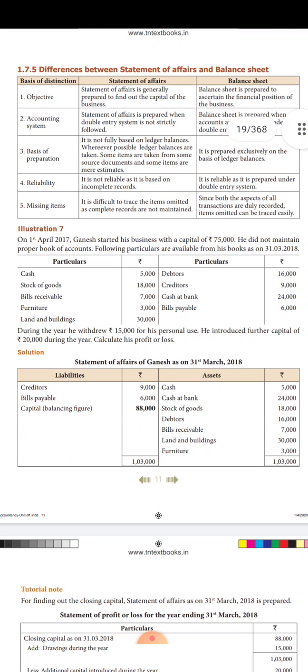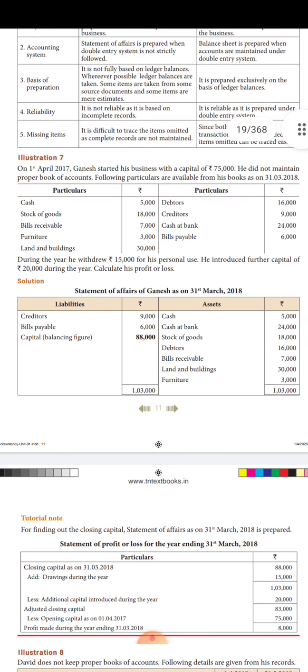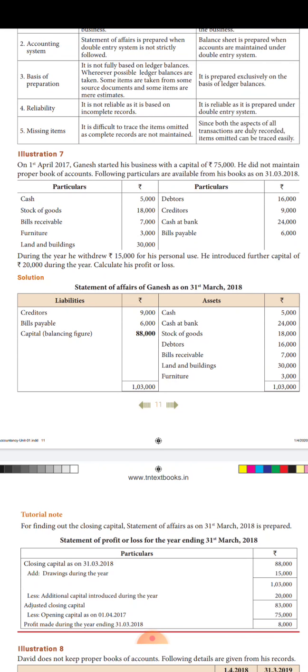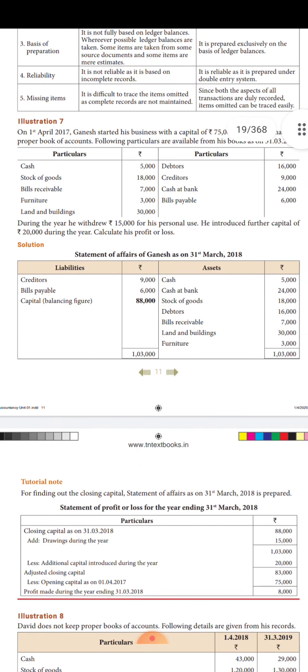On 1st April 2017, Ganesh started the business with a capital of 75,000. That means opening capital 75,000. And then see the particulars. Actually, that is not two sides. That is not assets and liabilities at all. Just the information: cash, stock of goods, bills receivable, bills payable, everything will come. See that. During the year, he withdrew 15,000 for his personal use. So 15,000, that is drawing. And then further capital, he introduced 20,000.